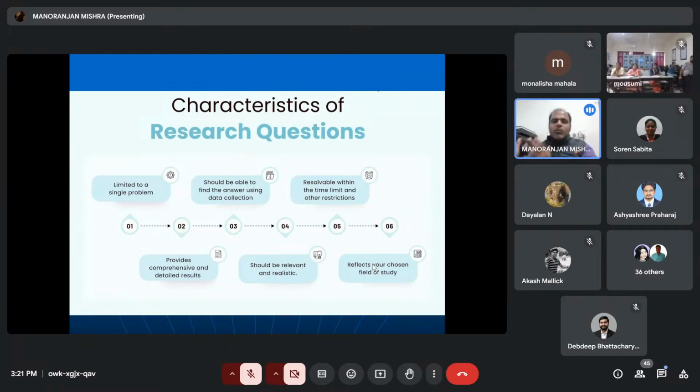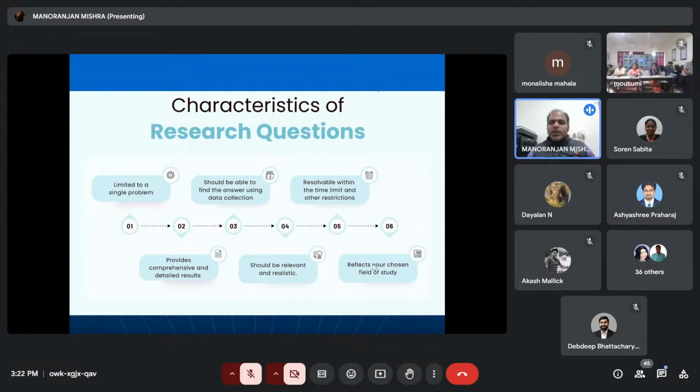And second, it should provide comprehensive and detailed results. You should be able to find the answer using data collection. It should be relevant and realistic, resolvable within the time limit and other restrictions, and reflect your chosen field of study. These are all things that depend upon you. If you want to make your research transdisciplinary, or do it in a very small focus group, the kind of citation you will get is less as compared to someone in your field doing transdisciplinary research.